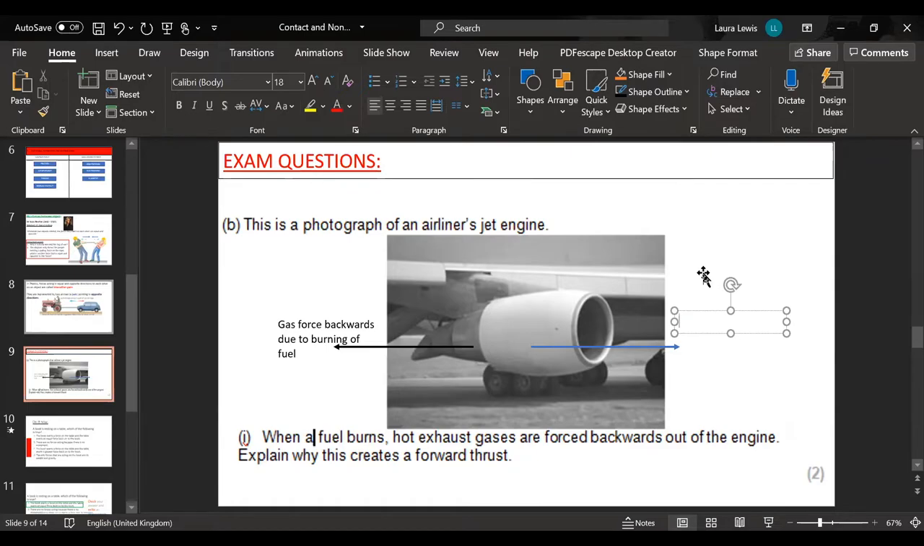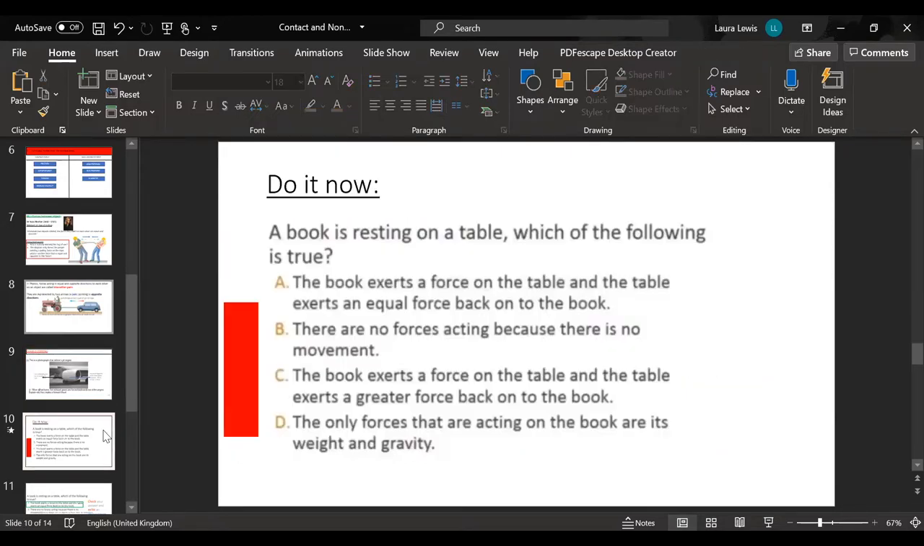So, an equal and opposite force drives the plane forwards. When they first turn the engines on at the runway, the plane goes along, driven forwards. This is known as thrust, thrust from the engines. You get equal and opposite forces because forces come in pairs.